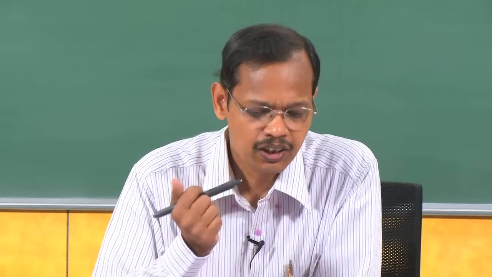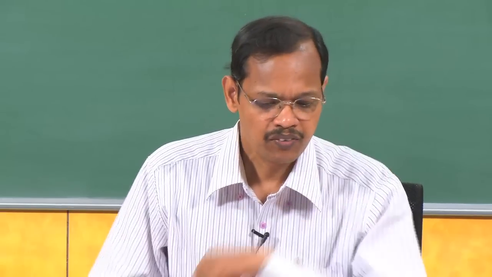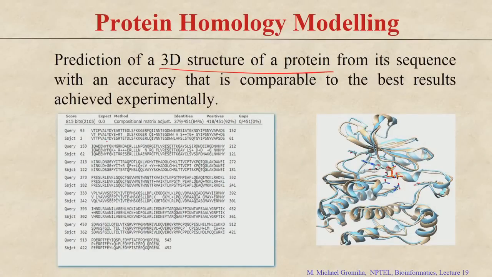Similarly, you can predict the 3D structure of your protein from the sequence with an accuracy comparable to the experimental data if the identity between these proteins is high. For example, here I give two different proteins where the identity is 84% with 92% similarity, and if you get highly homologous sequences, you can get a model which is similar to the template you choose.